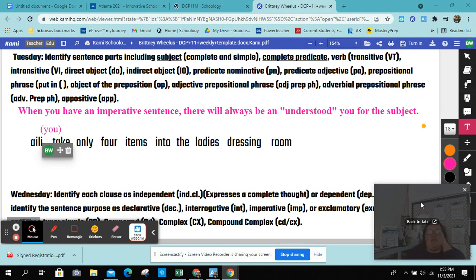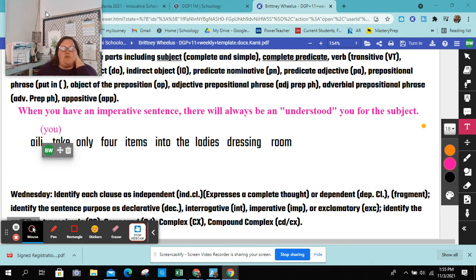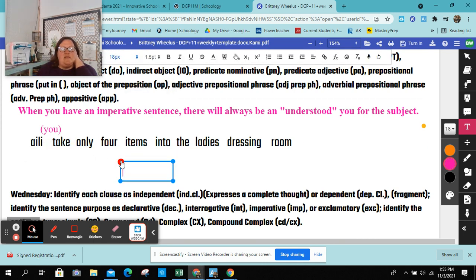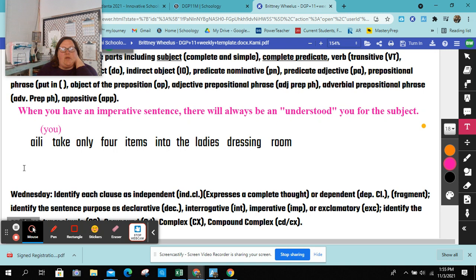Okay, here is Wednesday, November the 3rd, DGP, as well as Tuesday, November the 2nd. So if you are absent, not in class, whatever it may be, here is how you approach the sentence for week 11 on Tuesday and Wednesday.